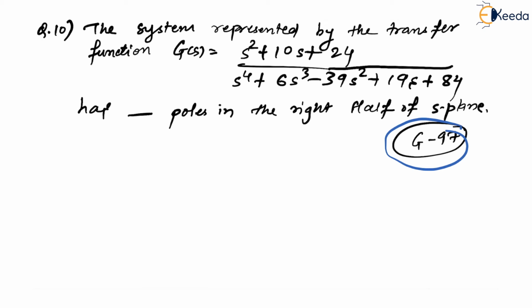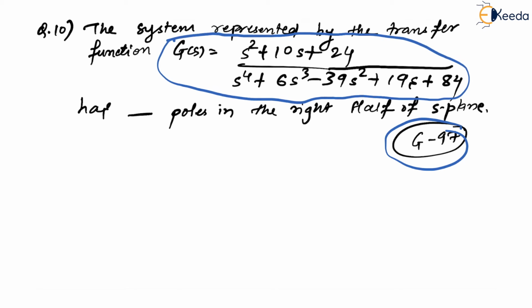Okay. What does that mean? Let us see. The system represented by the transfer function. See, now this is a transfer function. Transfer function in the sense, if they give only one transfer function, it means it is definitely the closed loop transfer function. Whenever they say open loop transfer function, it is open loop transfer function. Whenever they say only transfer function, it is a closed loop transfer function. Remember this in mind.